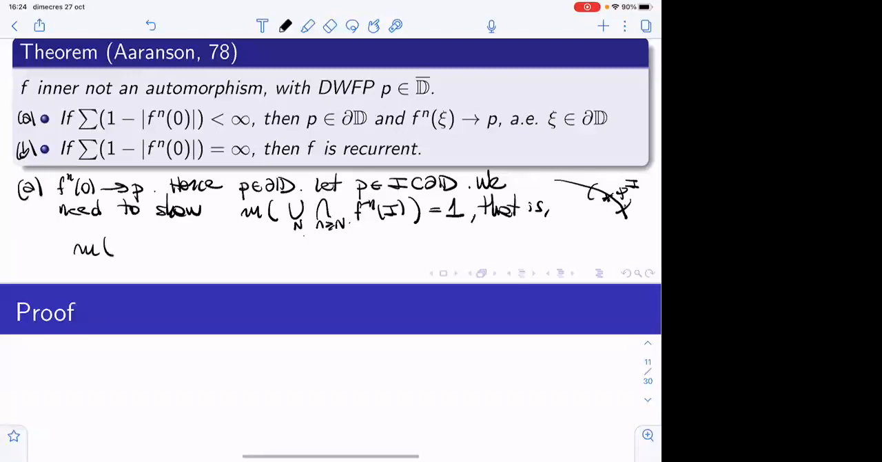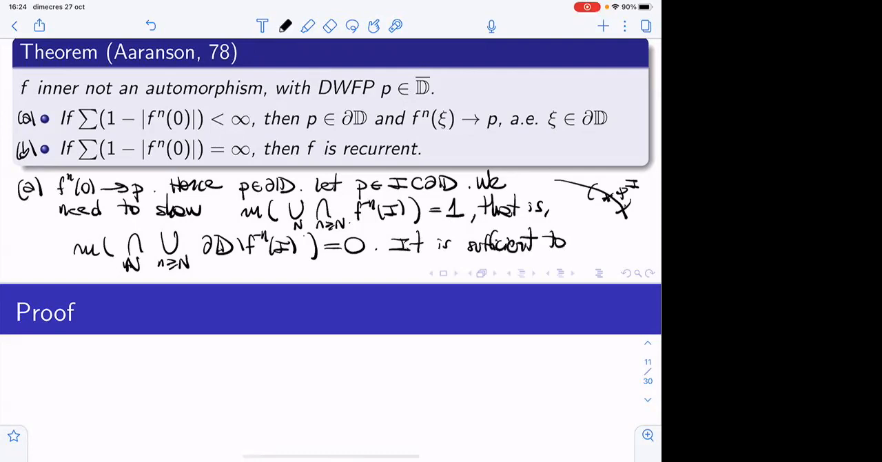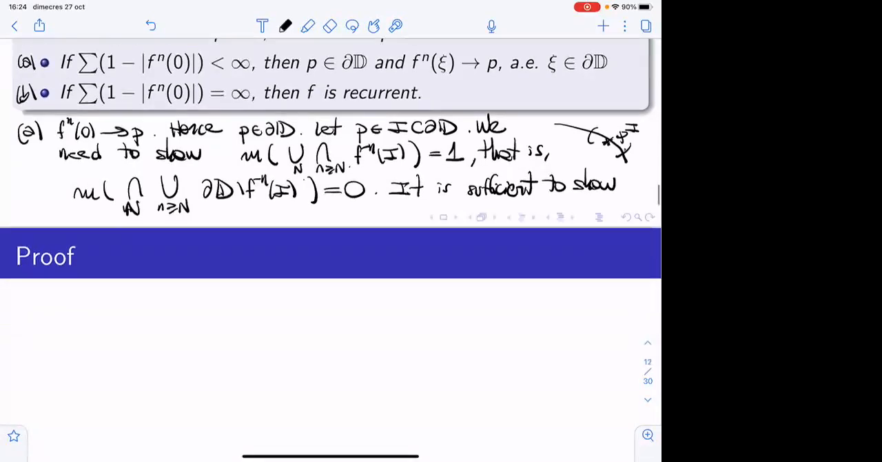So we need to show that the complement, which is this, has measure equal to 0. And for this, it is sufficient to show, this is a Borel-Cantelli argument, so it is sufficient to show that the sum of the measures of f minus 1 of I is finite. Okay, so this is our goal, to show this. Okay, so let's do that.